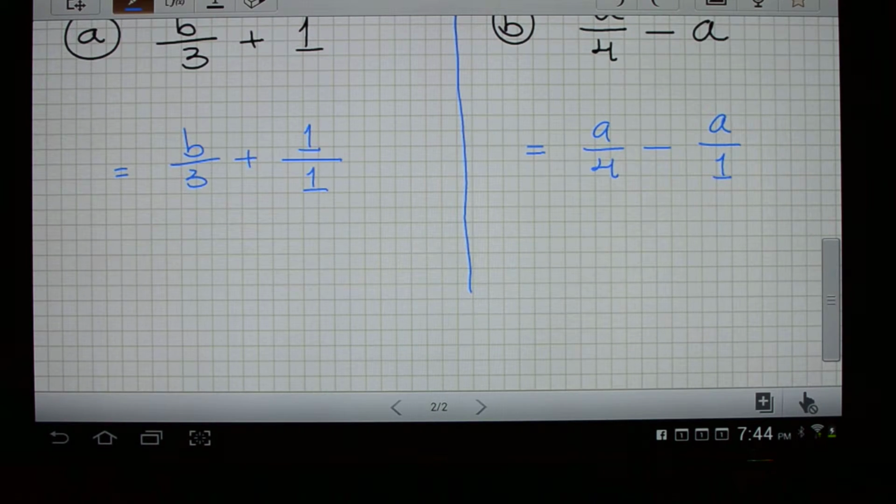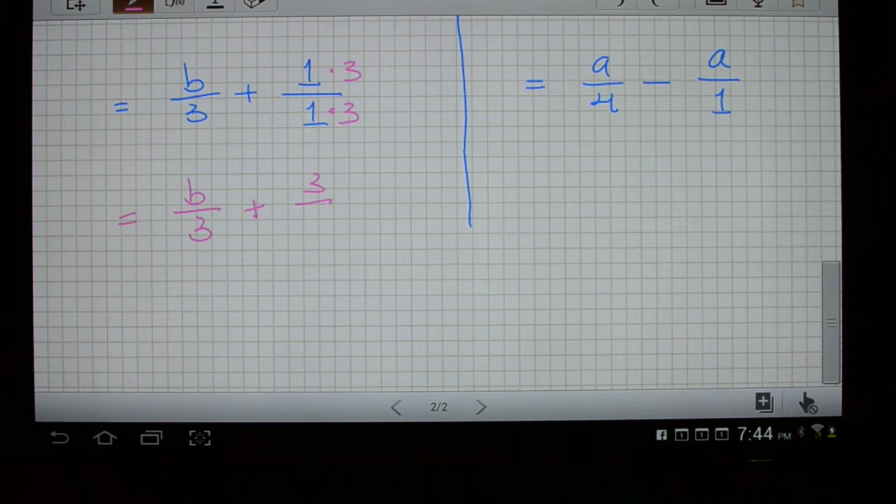So, okay, let's see what's going on with these. This fraction has a 3 at the bottom, this has a 1. Somehow we have to make this one a 3. So we're going to multiply this times 3, and then we have 3 at the bottom. And once again, what you do on the bottom, you must also do on the top. So it's b over 3 plus 3 over 3 equals, and now we're going to keep the common denominator and add the numerators. You can't combine those once again because they are unlike terms. So it's just b plus 3.